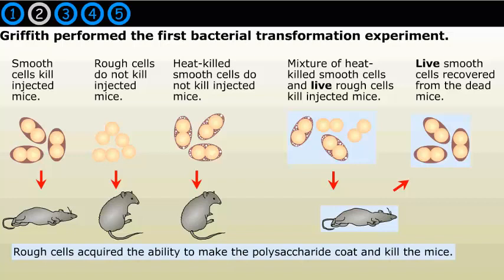Somehow, the rough cells had acquired the ability to make the polysaccharide coat and were now able to kill the mice. At the time, Griffith didn't know what made the rough cells become smooth cells. However, his experiment gave other scientists a starting point to look for the nature of the genetic material responsible for the transformation.